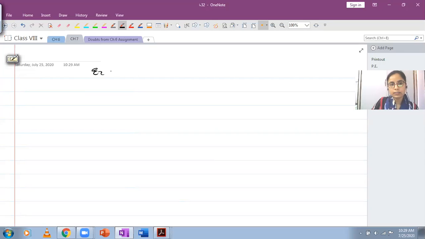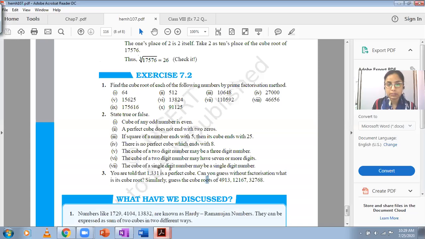So we have exercise 7.2. It's on page number 116 in your textbooks. So question number 1, you have to find out the cube root of each of the numbers by prime factorization method. And as you can see, it's mentioned. The method is mentioned here.